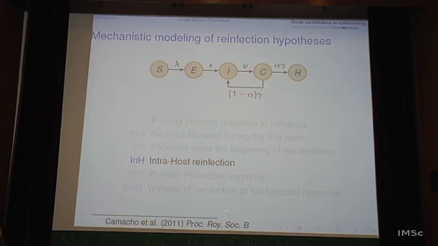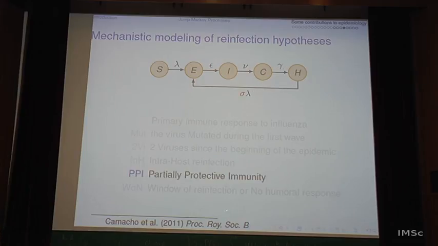The third model corresponds to only one virus, but some intra-host reinfection. So some people, after recovering, didn't fully repress the viral load, and so they were able to be reinfected with probability 1 minus alpha. Otherwise, they would have developed a full protection. So here you have intra-host reinfection.